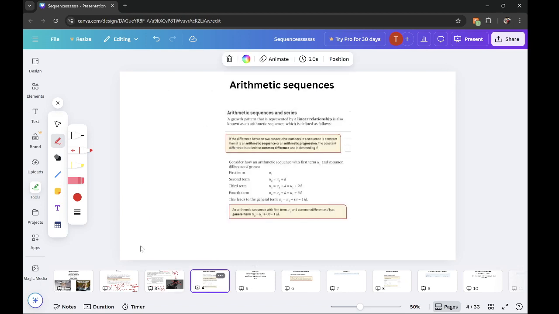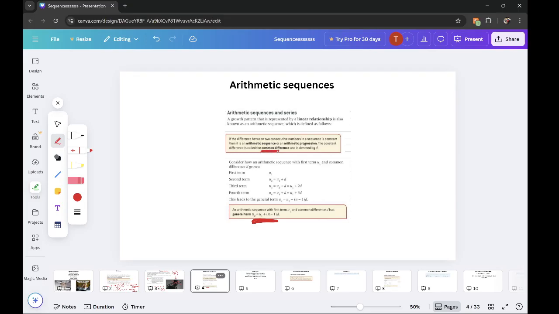Arithmetic sequences. Now the definition is once again listed over here. I want you to focus mainly on this part, the formula. The formula is the main thing that you need to know. You don't really need to know much of the definitions for Maths AHL.